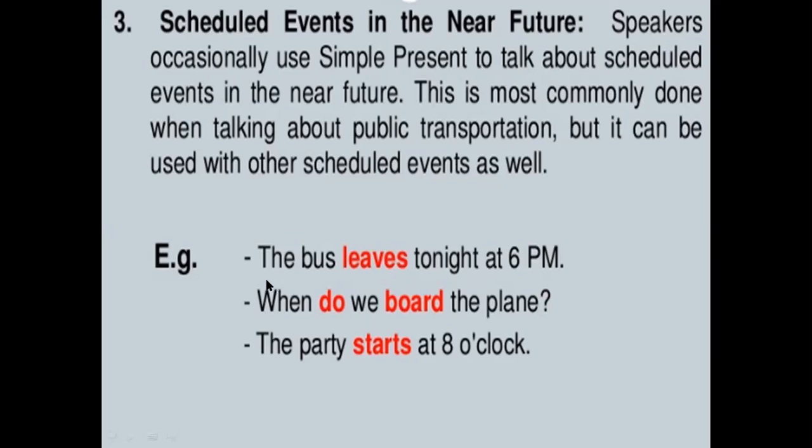First example, the bus leaves tonight at 6 p.m. So this is a schedule, okay? The bus is scheduled to leave tonight at 6 p.m. Okay, so when do we board the plane? And the party starts at 8 o'clock. So this is also a scheduled event. The party is being planned. It's being scheduled. It must start at 8 o'clock in the evening.